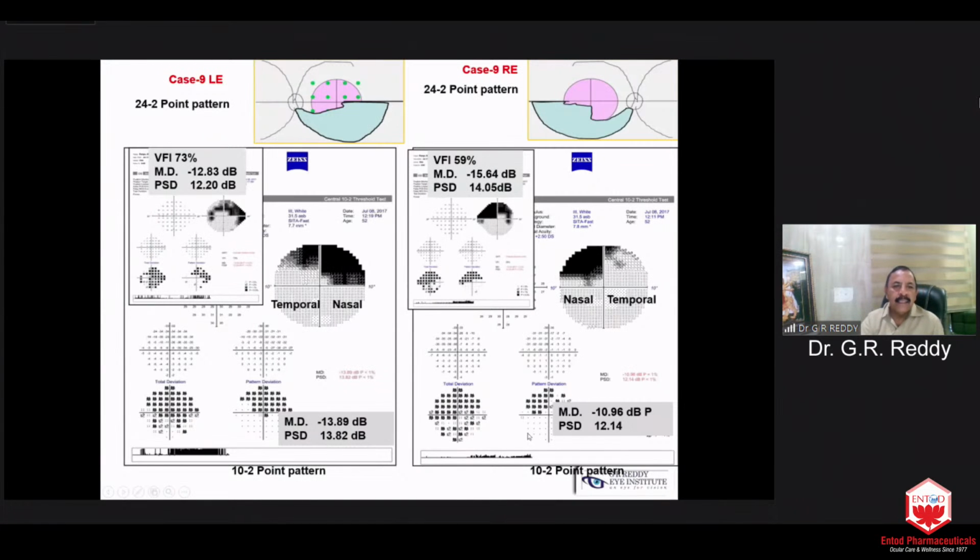So here, in 24-2, an indication for 10-2 is there. Repeat the 10-2. The mean deviation of 24-2 is -12.83, and the mean deviation of 10-2 is -13.89. So you should always have both, to know how the progression is occurring in 10-2 and how the progression is occurring in 24-2 and 10-2.